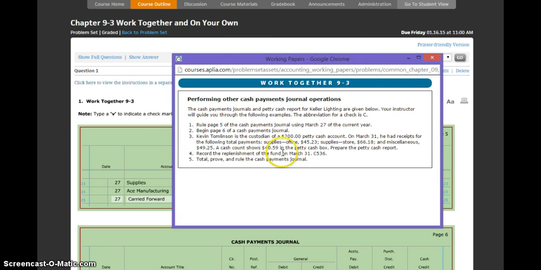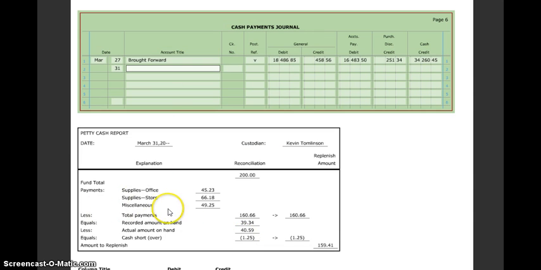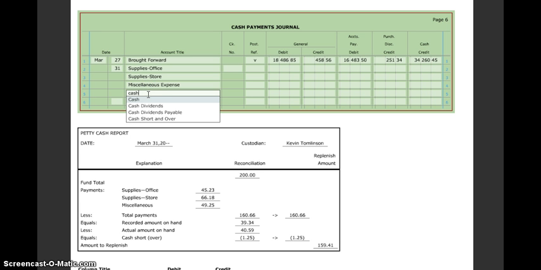So here's our instructions for number 4. Record the replenishment of the fund on March 31st, check number 536. So we're going to journalize that. Again, it gave us the date of the 31st. We write our 3 accounts right here that we just used. So supplies - office, supplies - store, and miscellaneous expense. And then the 4th account title is always cash short and over.